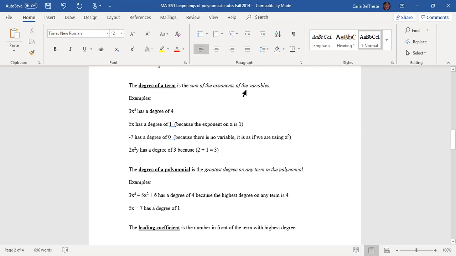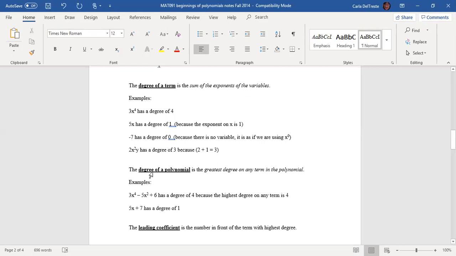The only time that this really is needed is when you have multiple variables. If I wanted the degree of something like this, I would have to add those exponents together. And so I'd be adding 2 plus 1 on the y, and that's why I'm getting a degree of 3. The good news is that we don't really have to worry about that in this course. We're going to be talking about basically just one variable, so you can just look for the exponent.